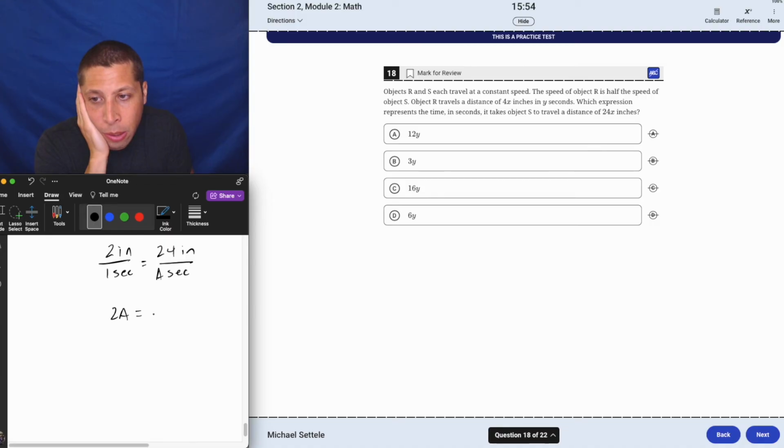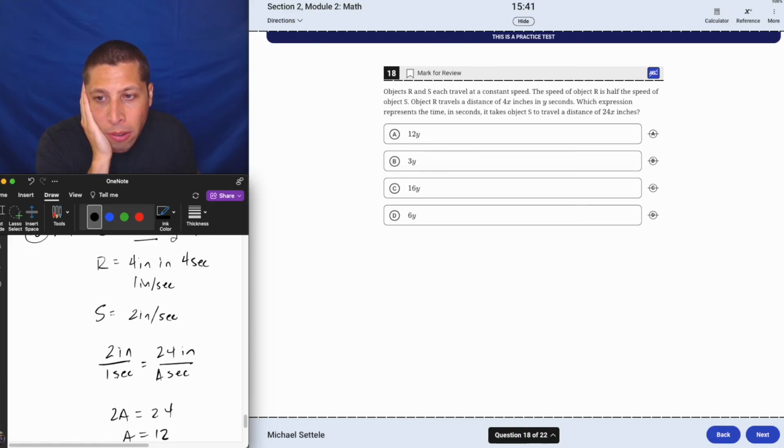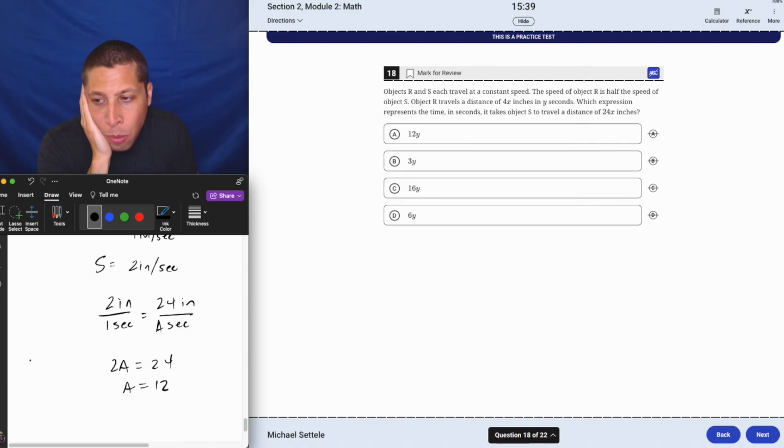2A equals 24, so A is 12, right? Okay. So that looks like choice A, but we got to be careful, right? Because remember, y was 4, right? So y is equal to 4. So choice A would be 48. It's B, that's 12.